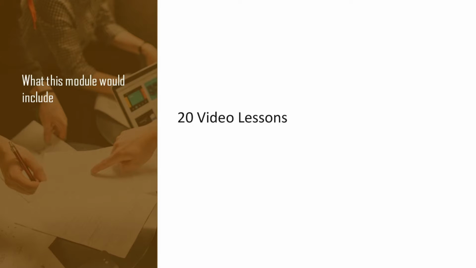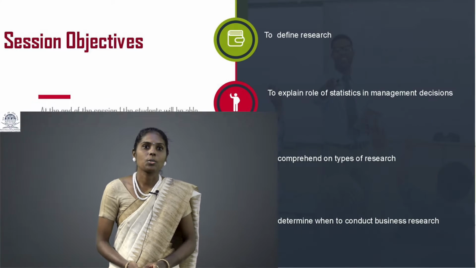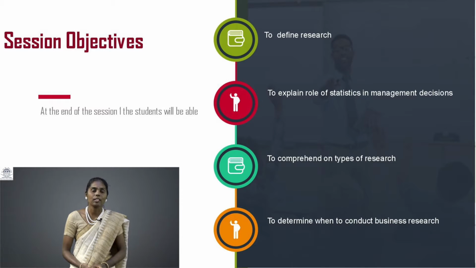So, as I have mentioned earlier, this module would include 20 video lessons of 4 chapters. In today's session, session 1, we will be looking into introduction to research, role of statistics in management decisions, types of research, and determining when to conduct research. The session objectives are to define research, to explain the role of statistics in management decisions, to comprehend the types of research, and to determine when to conduct business research.